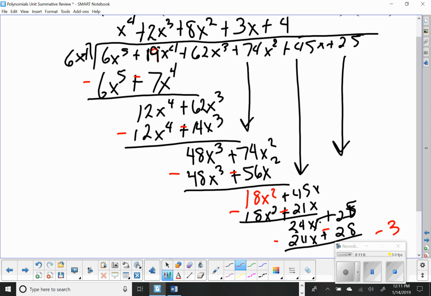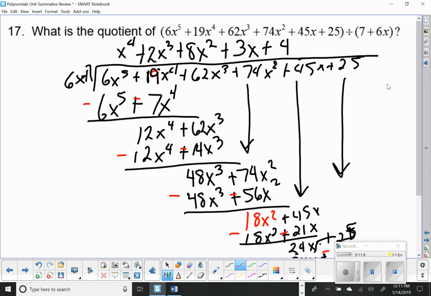Now, this question asks what is the quotient? This is the quotient. The remainder is 3. Okay?